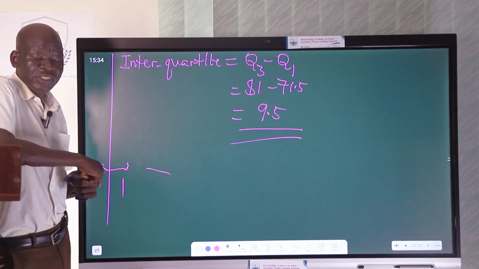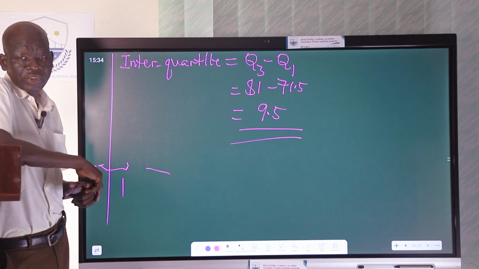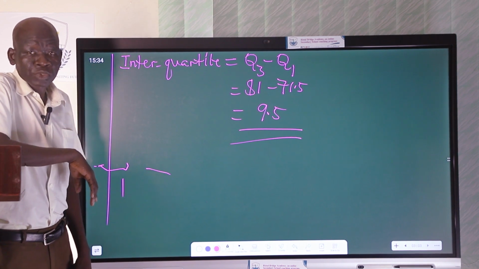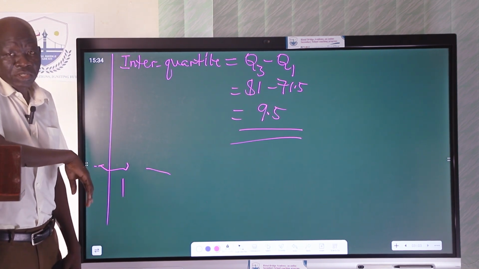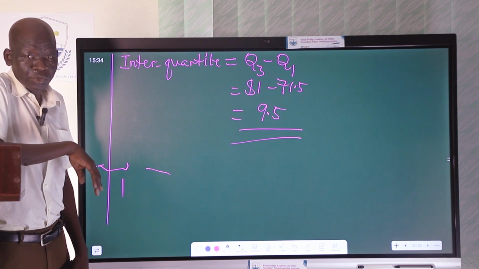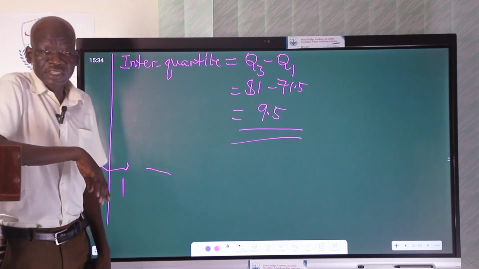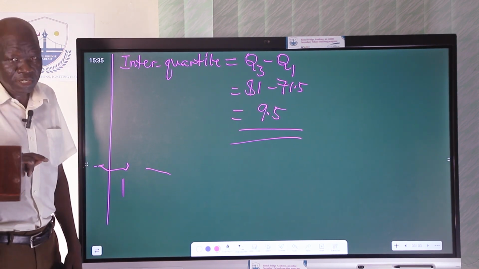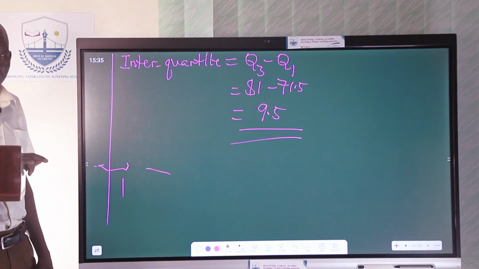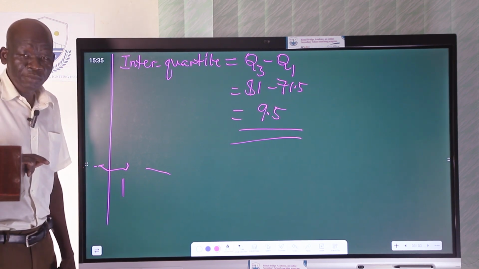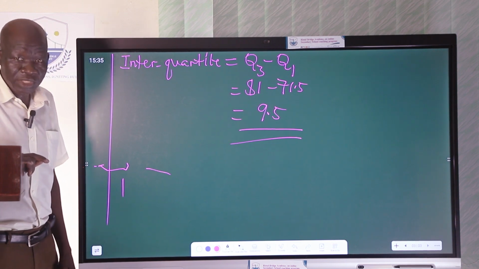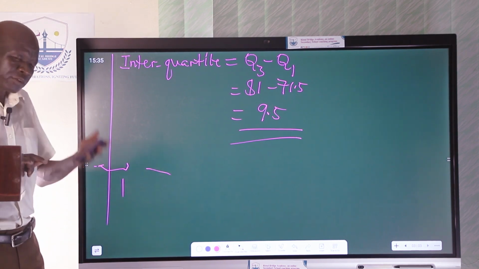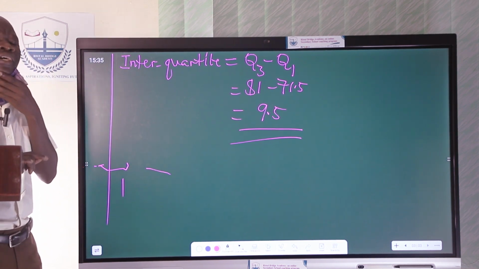Now, if you are asked to find the semi-interquartile range, you will divide the interquartile range by 2, because the semi-interquartile range is equal to the interquartile range over 2. So that is how we find quartiles graphically. For the second quartile, it is the same as determining the median on the graph, which we looked at last time. So for that reason, our lesson has ended there.